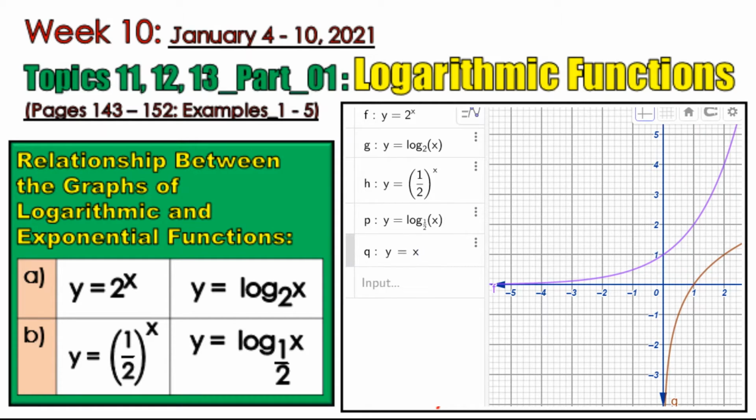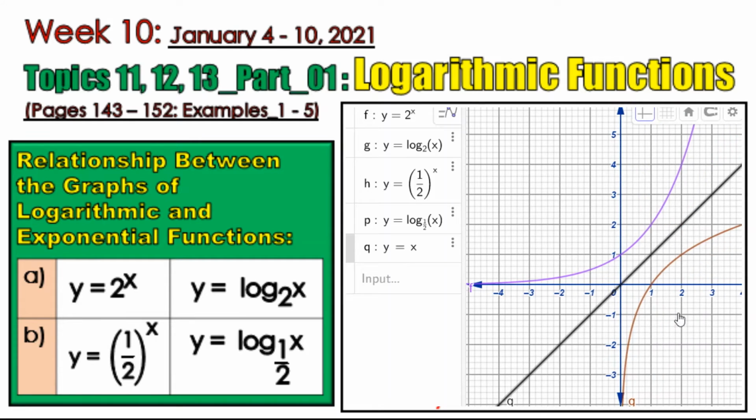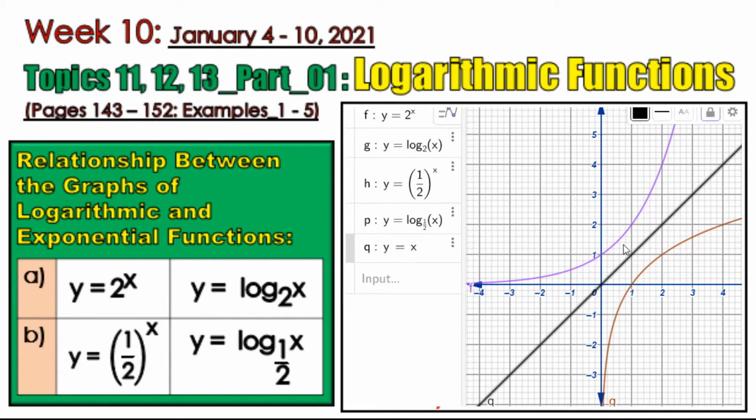So what is that line? This is the line y is equal to x. So they are just a reflection of each other about this line. How about the second pair? These are inverse to each other. So again, they are just a reflection of each other about the line y is equal to x. Okay, so that's the relationship between the graphs of logarithmic and exponential functions, which are inverse to each other.